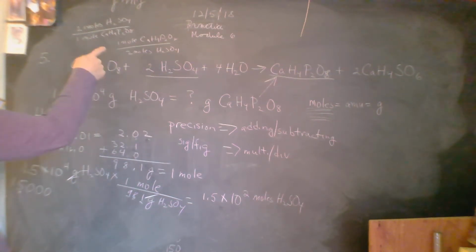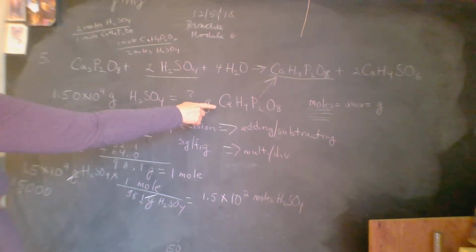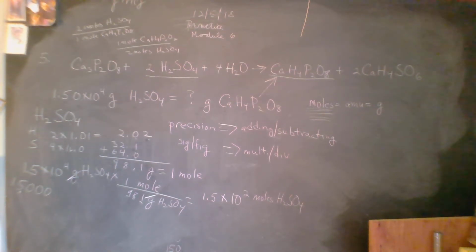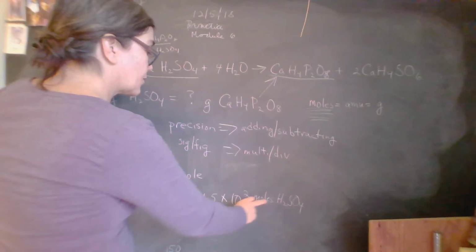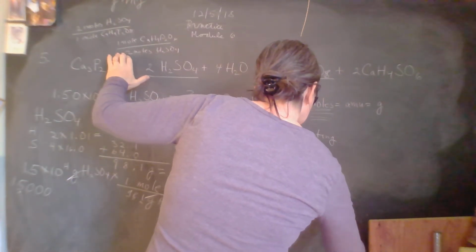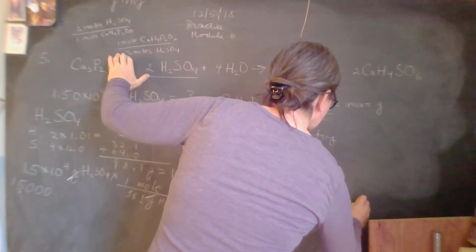All right, so which one are we going to use? We need to find out how many moles of CaH4P2O8 we're using. Which of these 2 conversion factors shall I use, please? Remember, I want to end up with moles of this. Well, in that case, you use 1 mole of the... That's right, the one that has that in the numerator. So 1.5 times 10 to the second moles of H2SO4 times 1 mole of the fertilizer per 2 moles of the H2SO4.